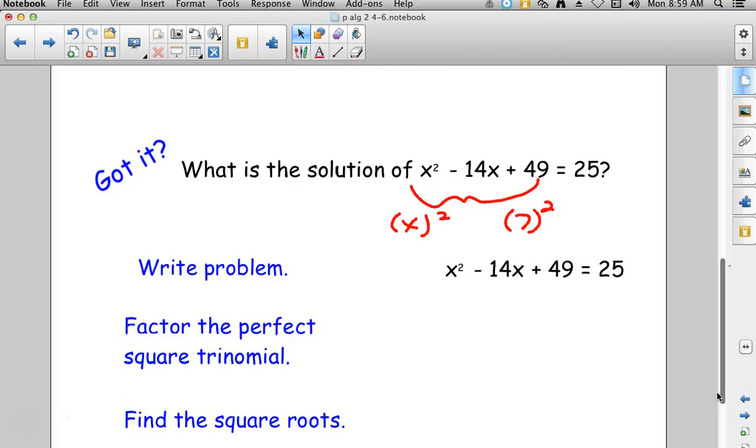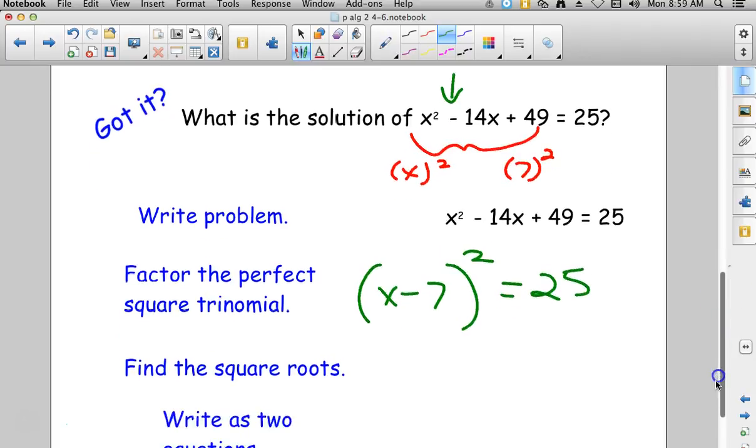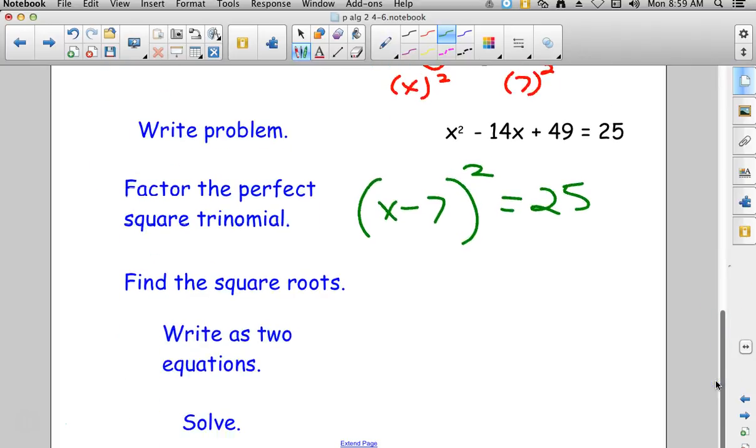So 7 times x is 7x, and when you double it, you do get 14. So what should we put in the parentheses here? If this worked, what goes here? X minus 7. And that's because this had subtraction in between the first and second term. All right, so now we have that. What would be the next step? Square root both sides.